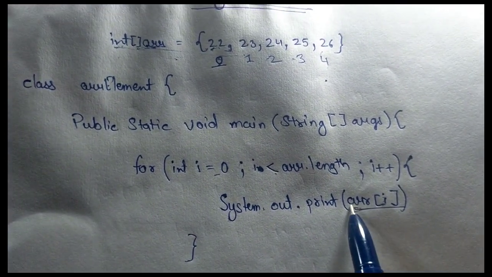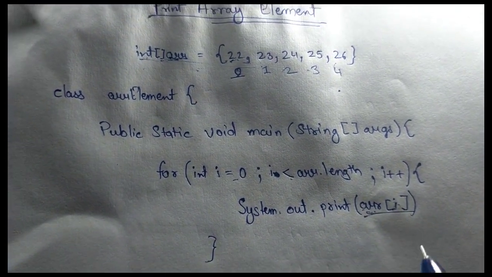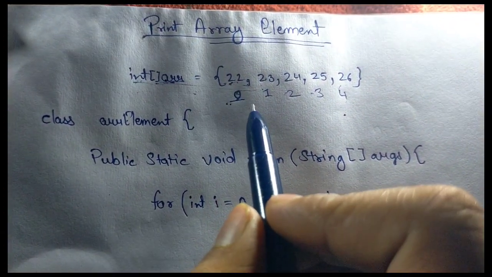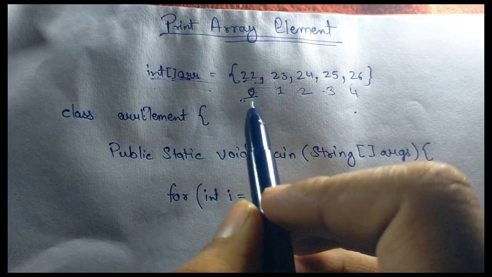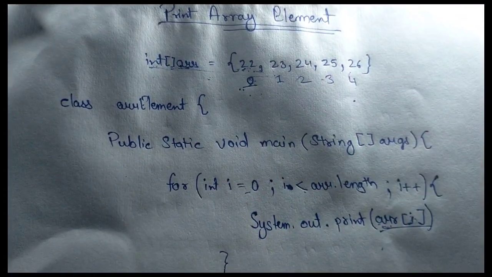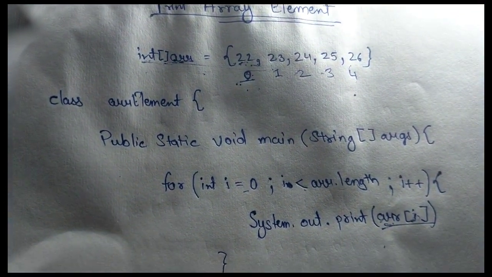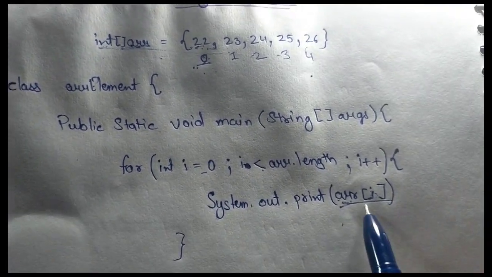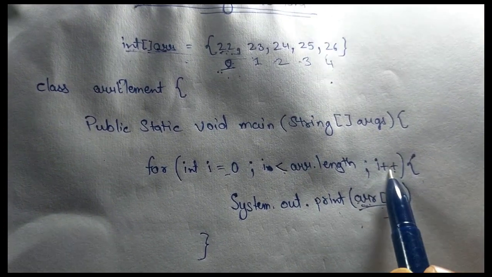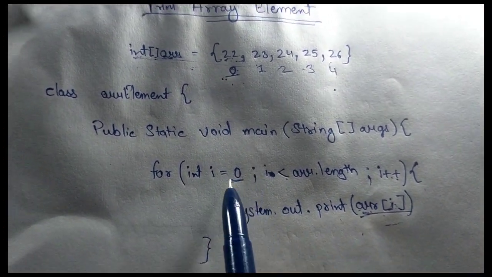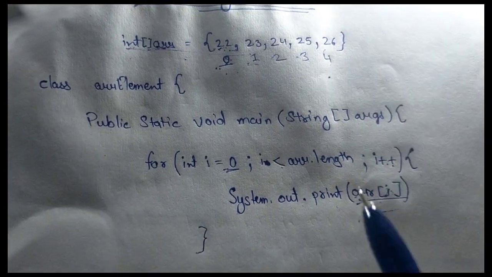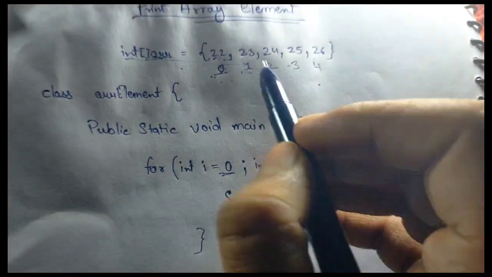So if i is 0, it will see in this array what is on the 0th index. In the 0th index there is 22, so it will print 22. After that it will come back, i will increase and become 1. On the first index the value present is 23.